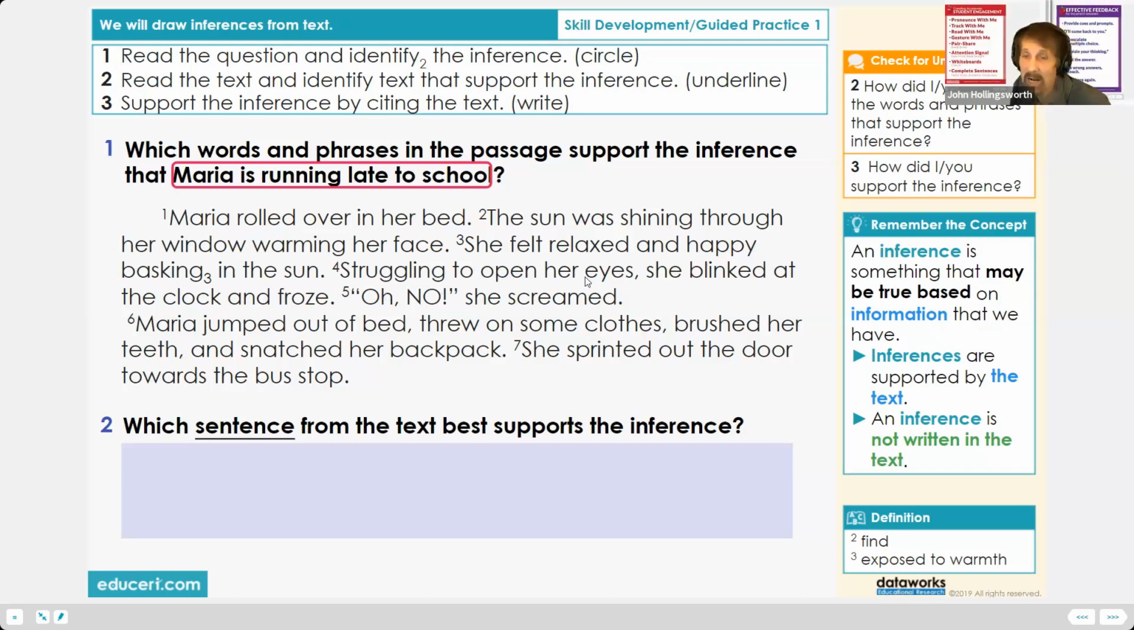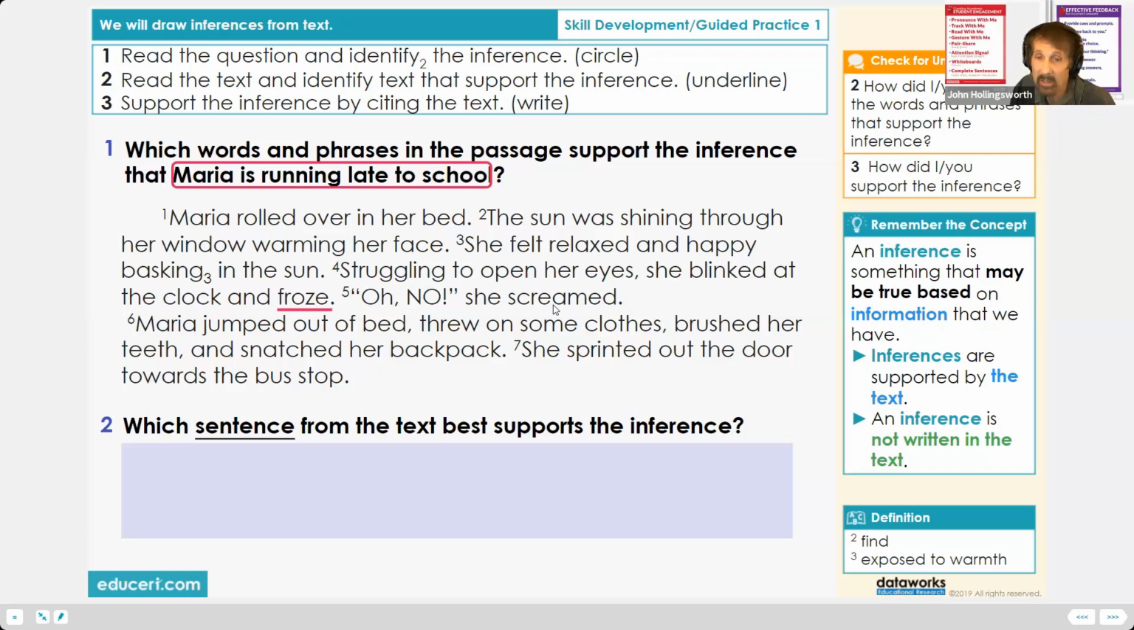All right, let's read sentence number 4 together. Struggling to open her eyes, she blinked at the clock and froze. Now, froze means she stopped moving. She went like this. Students, now we have the first hint that she's late for school. When she looked at the clock, all of a sudden she said, wait a minute, I think I'm late. This is the first hint.